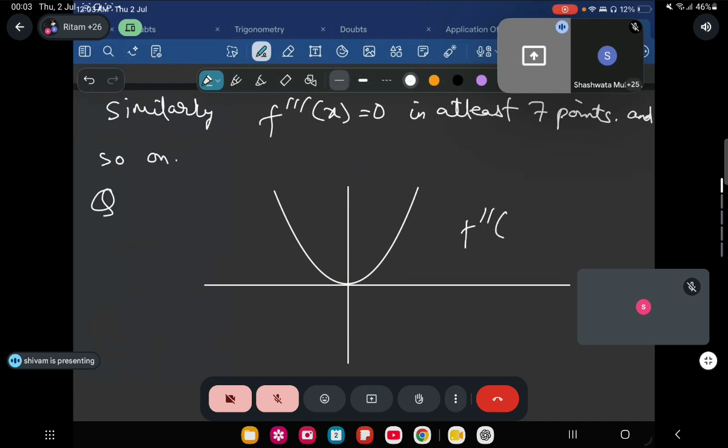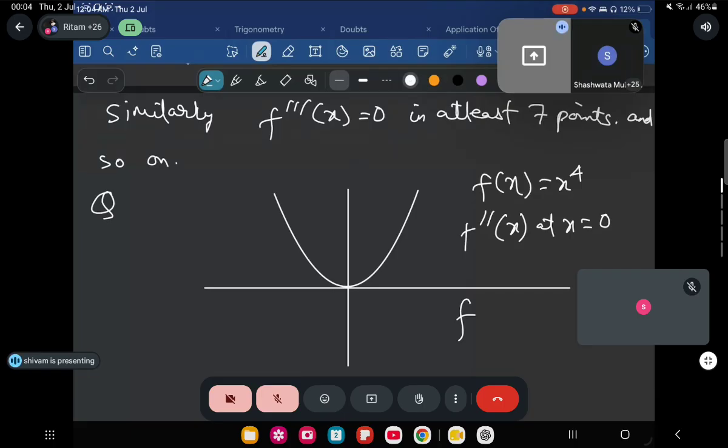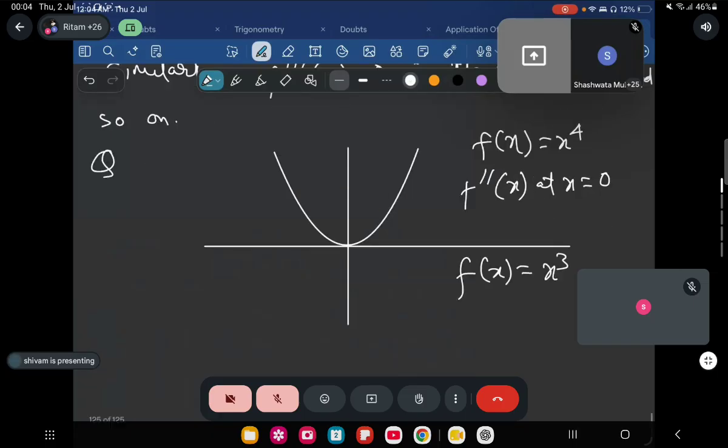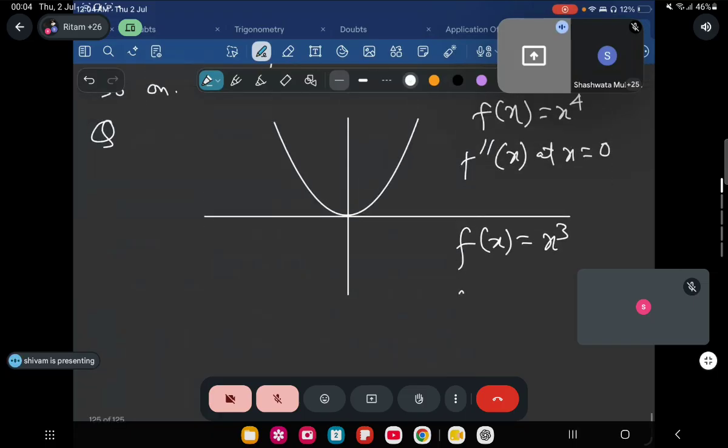What is f double dash x at x equal to 0? Quickly tell me, Shashwato. For x to the power 4, f double dash x is 12x squared. So at x equal to 0, what is the value? 0. Right? Over here, are we getting a point of inflection? No, sir.